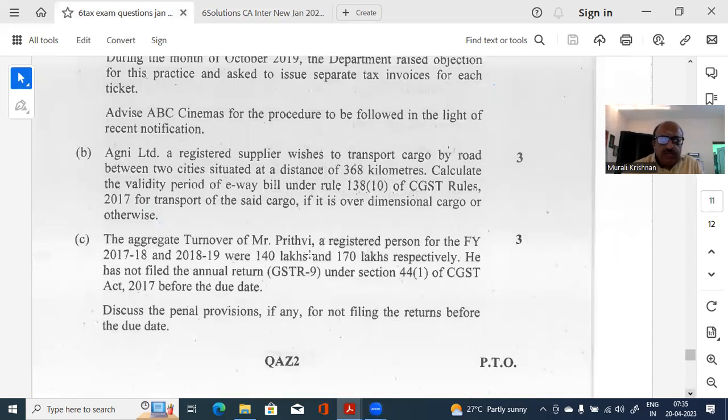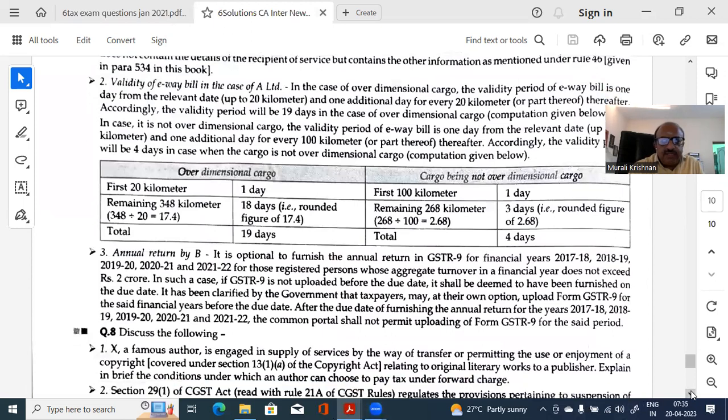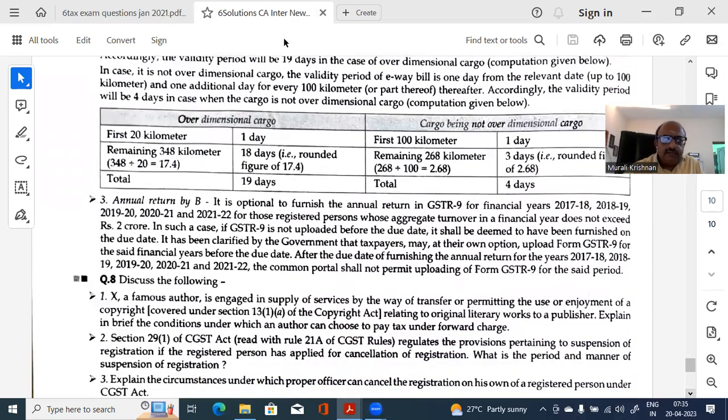Aggregate turnover of Prithvi, a registered person, for the financial year is 140 lakhs and 170. Whether he needs to file GST return is the question. So let us see what it's saying. Annual return, GST return 9C means, 9 means annual return. That is what they are asking. It is saying that annual return under 9, all these years, is not mandatory if it is below 2 crores. See, if it is below 2 crores, it's not mandatory. But if they want to file it, they can file it.